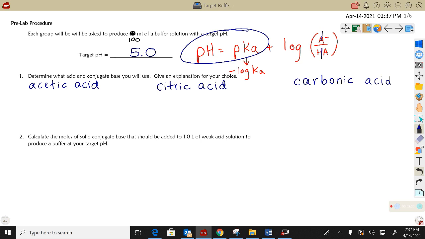Let's try that. If I look at the acetic acid, the pH would be the negative log of the Ka, which is 1.8 times 10 to the negative 5th. If I plug this in my calculator, I'd be looking at about 4.74.